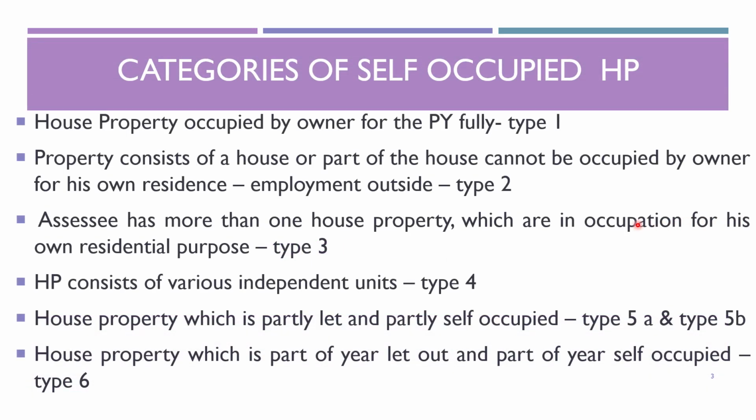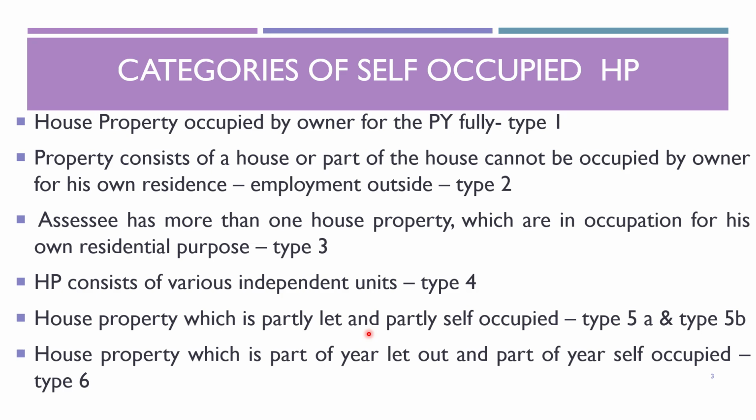പ്രധാനമായിട്ടും 6 തരത്തിലാണ് ഈ സെൽഫ് ഒക്യുപ്പൈഡ് പ്രോപ്പർട്ടി നമ്മൾ ഡിസ്കസ് ചെയ്യുക. One, occupied by the owner for the previous year fully for his residential activities. Then property which cannot be occupied for his residence due to certain reasons like employment or profession outside. Then third one, he has more than one or two house property which are in occupation for his own residential purposes. Fourth one, house property which is self-occupied consisting of various independent units.